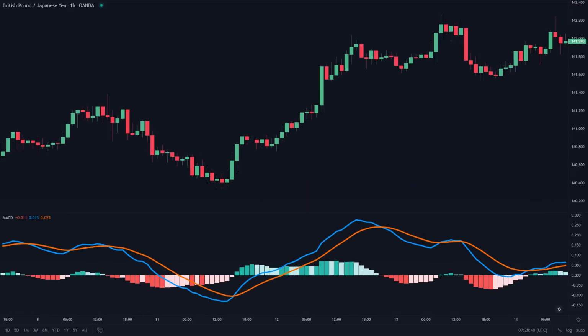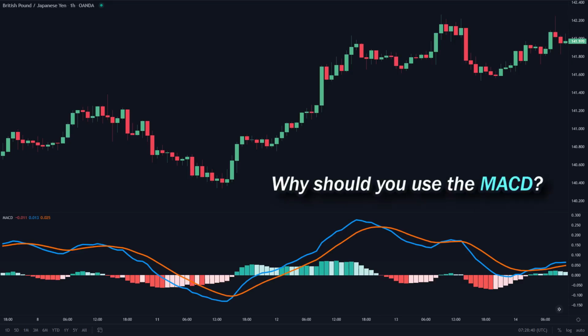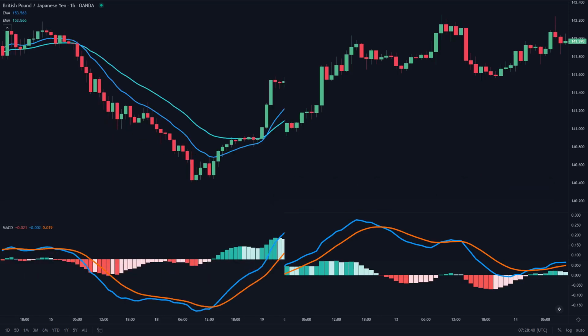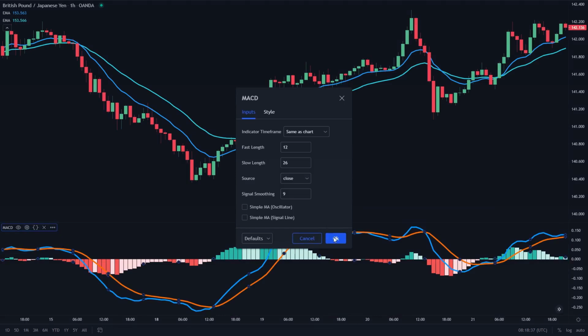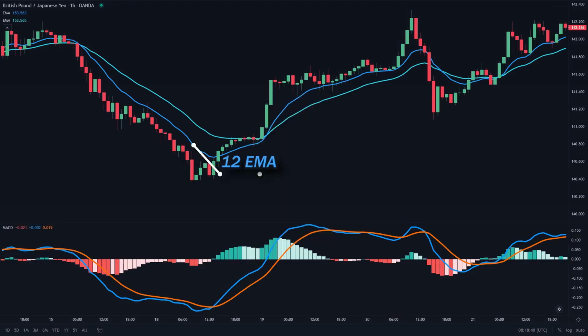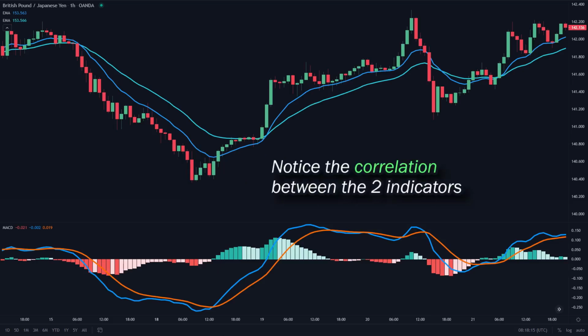Now we've already established that the MACD is based on moving averages, and so the question is, why should you use the MACD and not the moving average? Let me give you a quick comparison. Here we have the MACD set to default settings 12 and 26, and over here we also have two exponential moving averages, which are set to the same values as the MACD, which are 12 and 26. Notice the correlation between the two indicators.